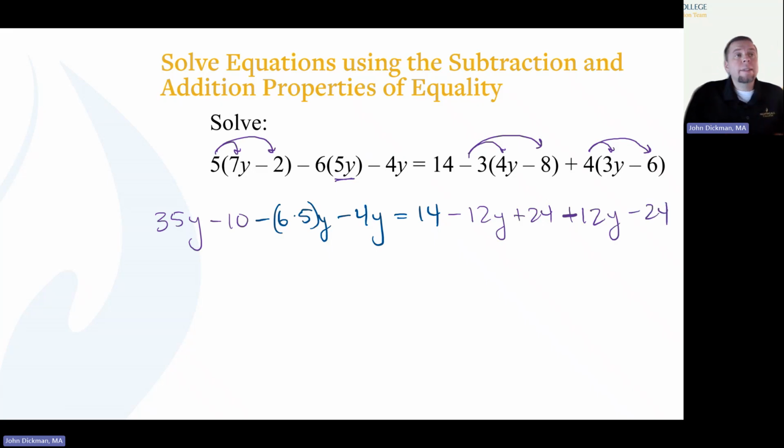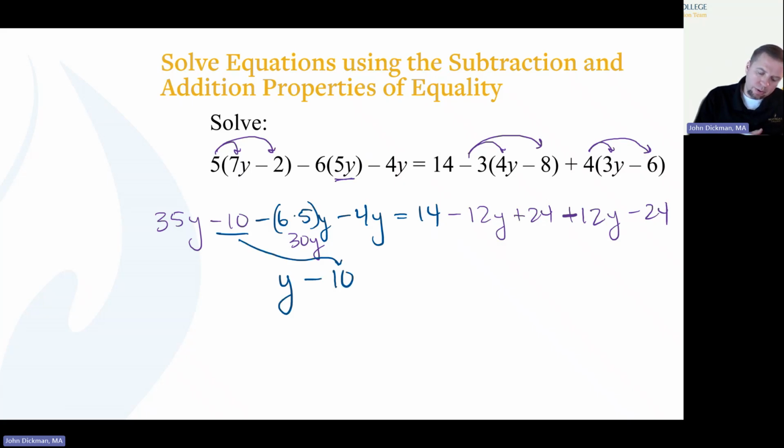All right, so all we did in that step was the distribution. Now we're going to go ahead and clean stuff up by combining like terms on the left and right side of this equation. This is really just a 30y. I'm not going to write out a whole new step just for that. So we have 35y minus 30y minus 4y. That's just going to give us y minus the 10 that was here. Equals 14 plus 24 minus 24. So 24 minus 24, those are going to cancel.